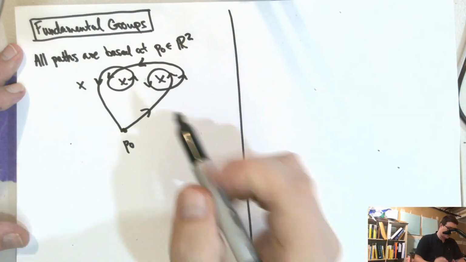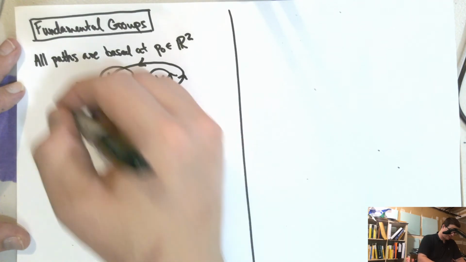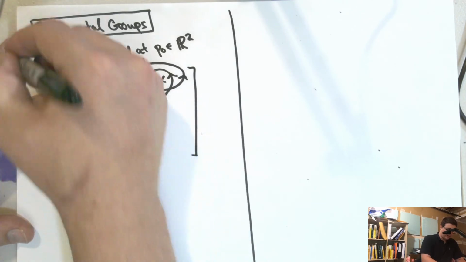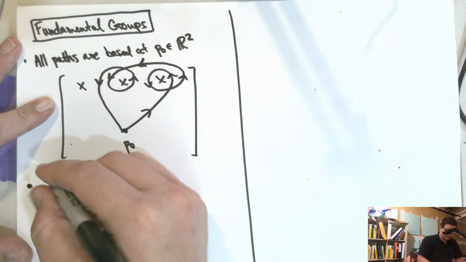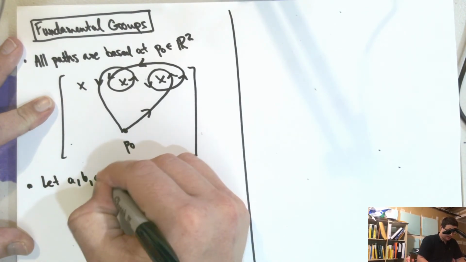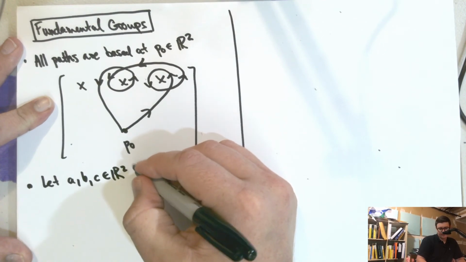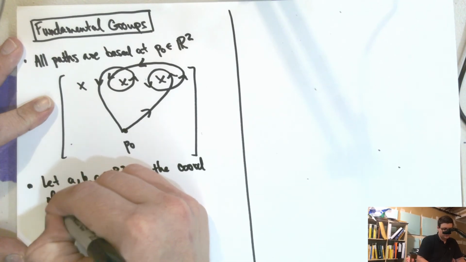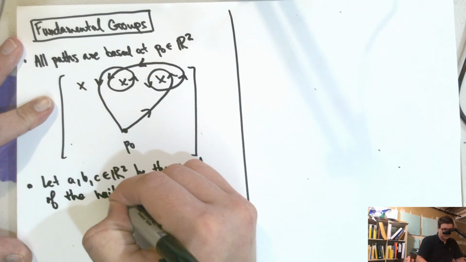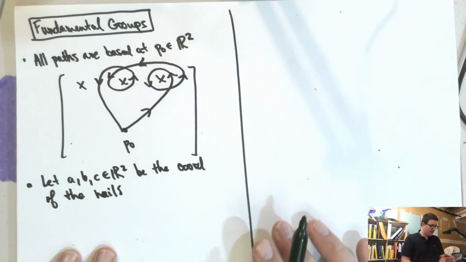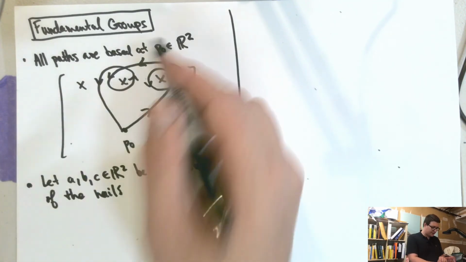Another thing is we might as well give these things names. So I'm going to do a little picture like this. We might as well give the x's names, so let A, B, and C in R2 be the coordinates of the nails. P0 is also a point in there. I might refer to A, B, and C as those points. This is the first thing that we can observe.